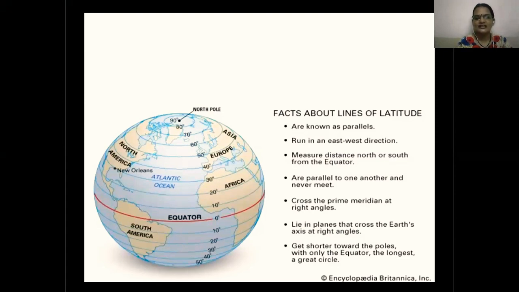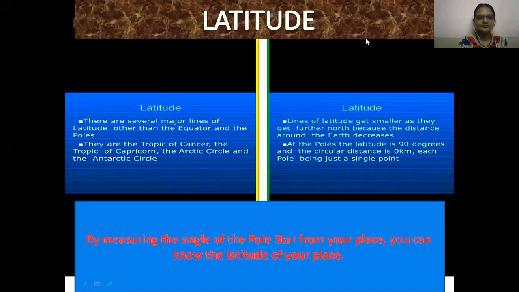Yes, students, you can see in the diagram, they get shorter at the poles. The north degree, you can see that they are shorter. Their circle is shorter. Only at the equator, the longest great circle. Equator is also called the longest great circle. So this is again a short definition about the latitude, which you can remember easily.